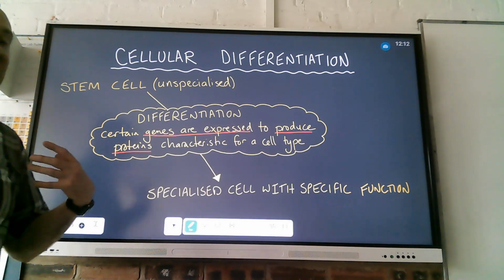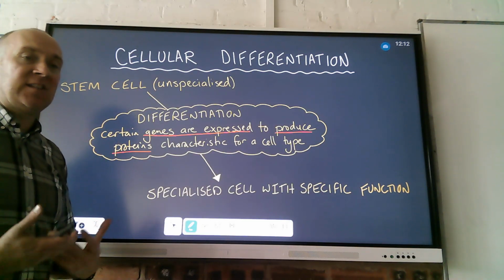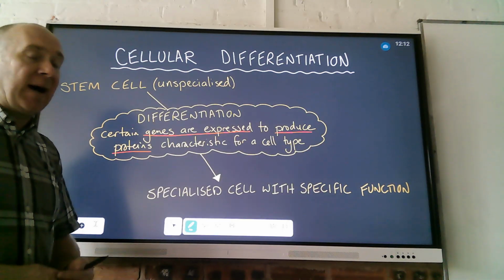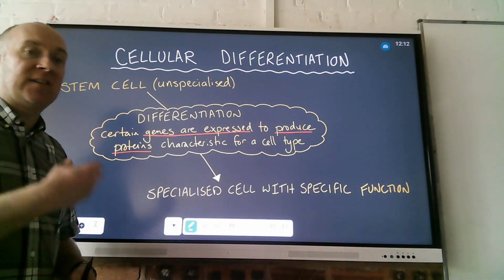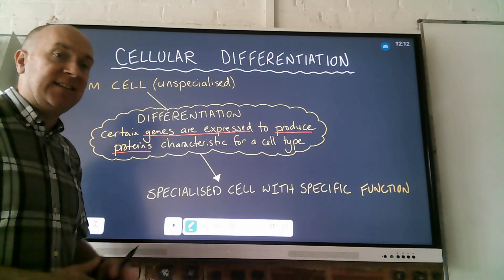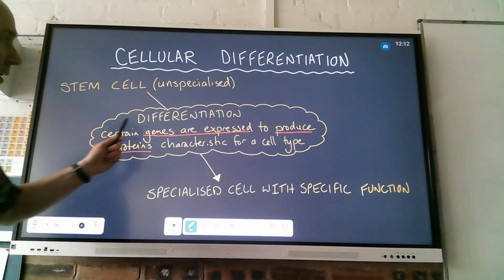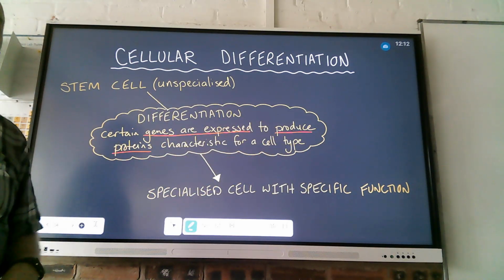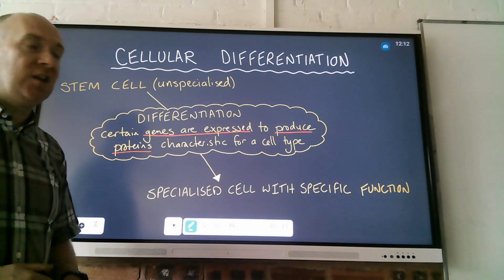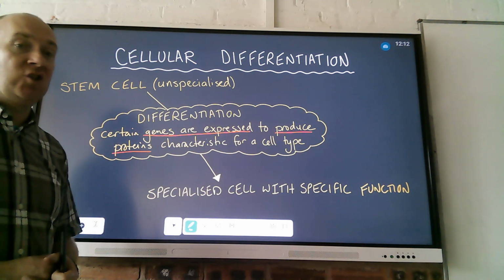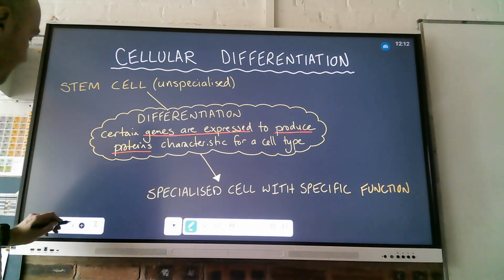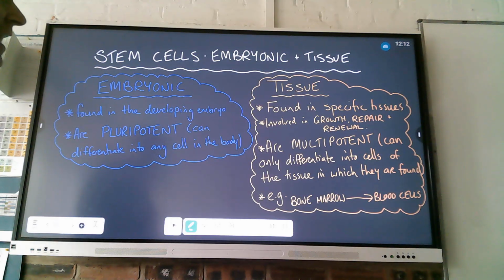Okay, so a cell gets its particular role, its specific job in the body, by certain genes being expressed to produce certain proteins that are characteristic for that cell type. Now, you do well to just remember that phrase, and when you're asked about differentiation, that's the definition you're going to give. Okay? It brings us on to stem cells.